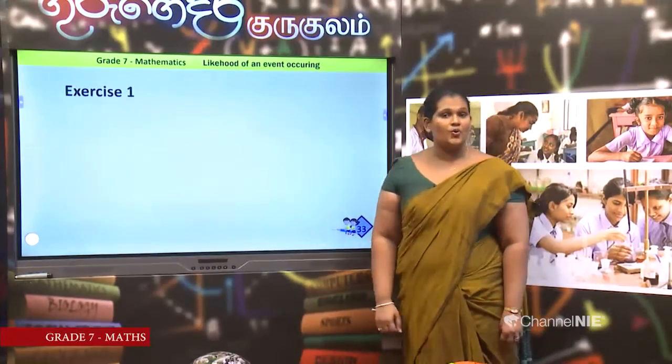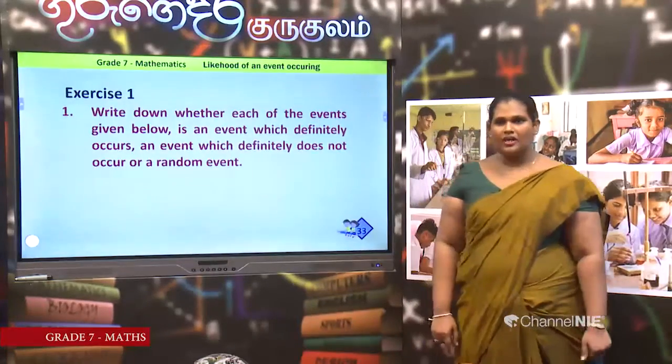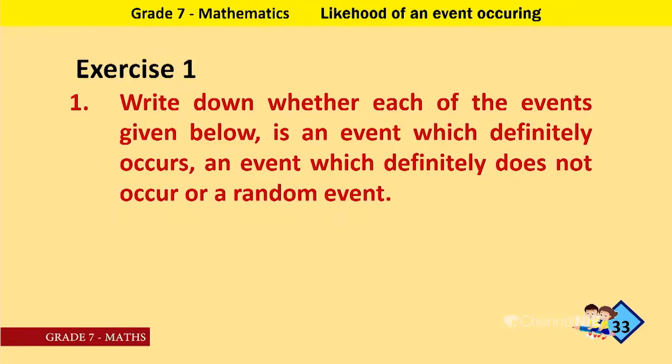Right. Now, we'll move on to an exercise. Quickly read the exercise. Write down whether each of the events given below is an event which definitely occurs, an event which definitely does not occur, or a random event.